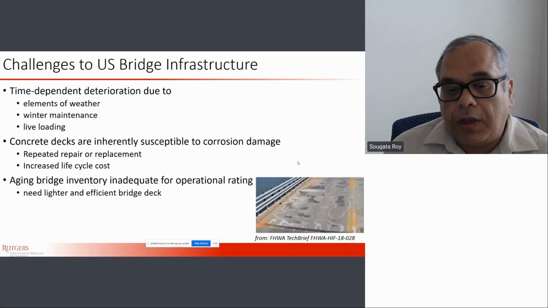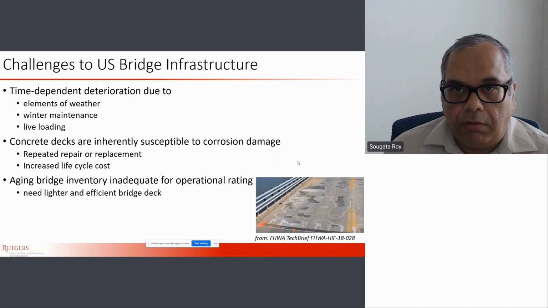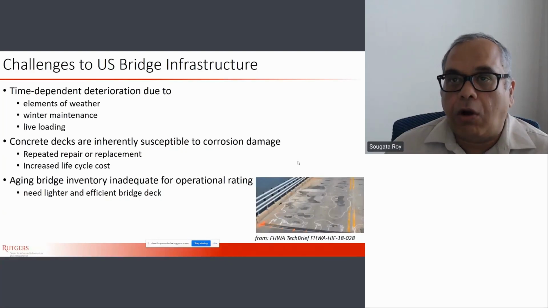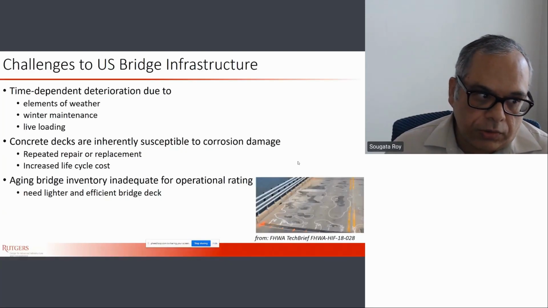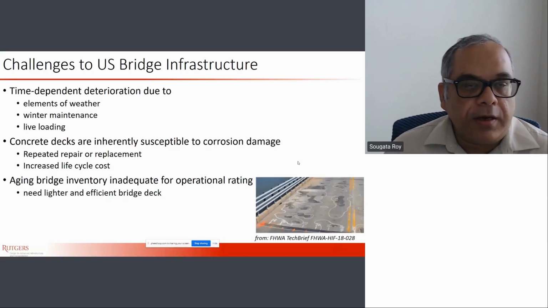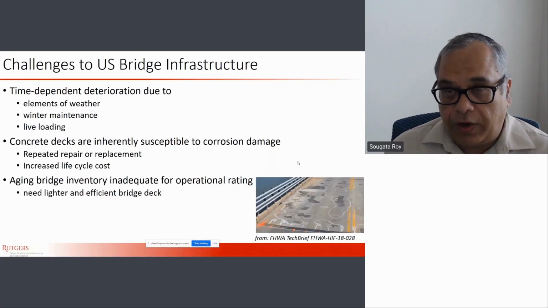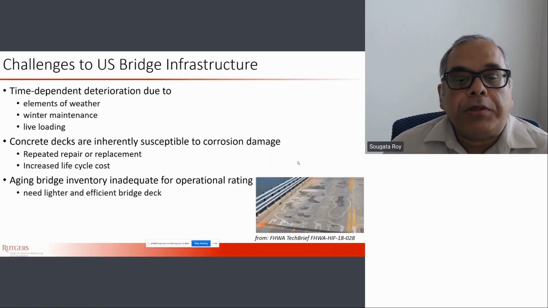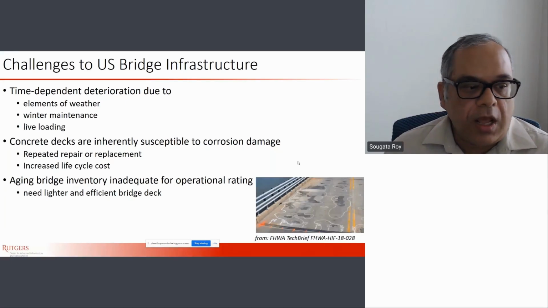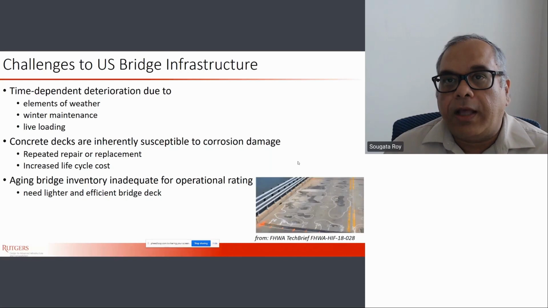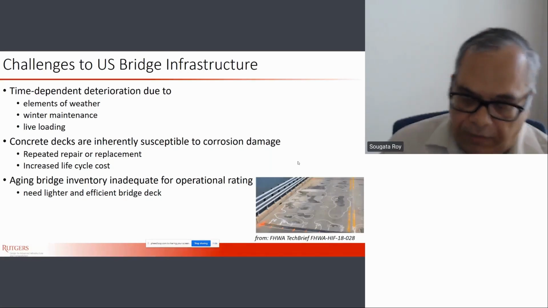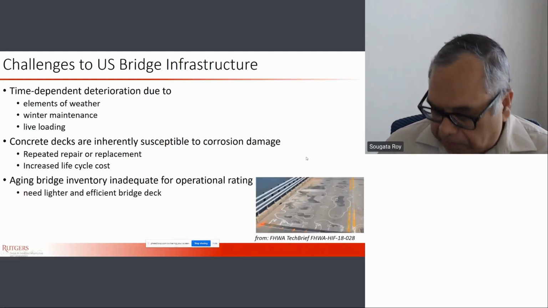The other problem that we see with bridge decks is that with increasing truck loads, or as the gross vehicle weight is increasing, or the axle loads are increasing due to overweight trucks, or because of narrower tires that are used for efficiency and so on, there are increasing demands on structures, and the structures are aging, and as a result their operational load rating is going down. So to increase the operational load rating, the dead load of the structure needs to be reduced so that they become more efficient, and concrete decks are inherently heavier, and as a result there is a need for a lighter and efficient bridge deck that can address all these challenges.